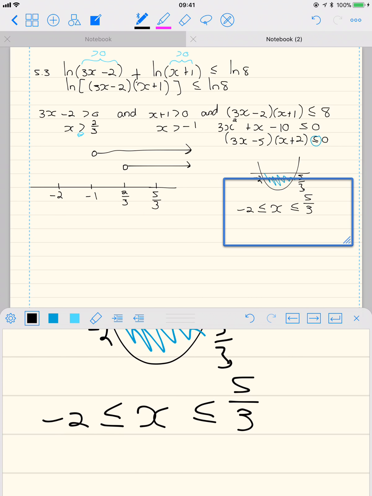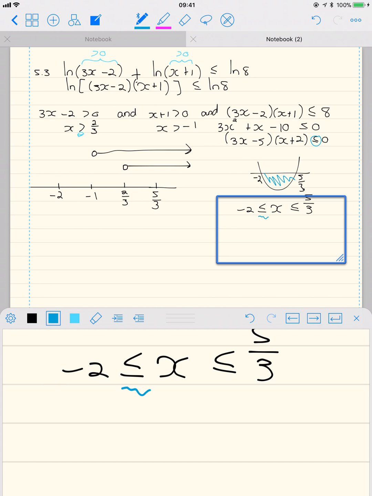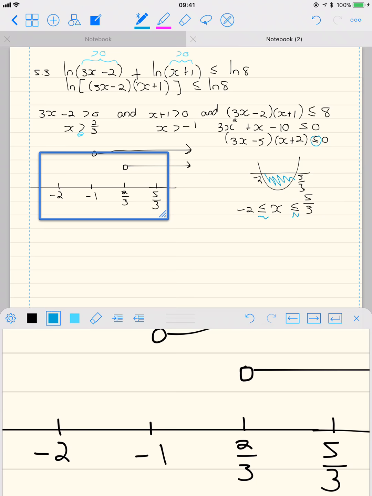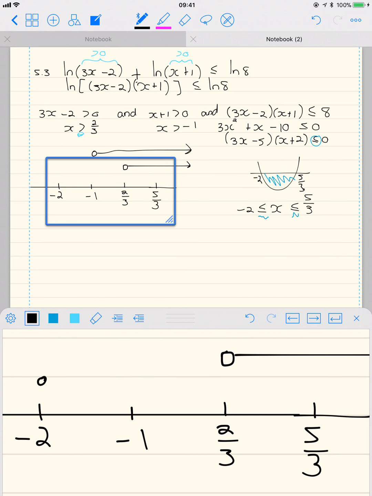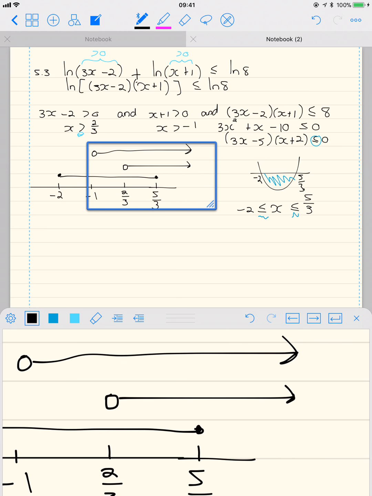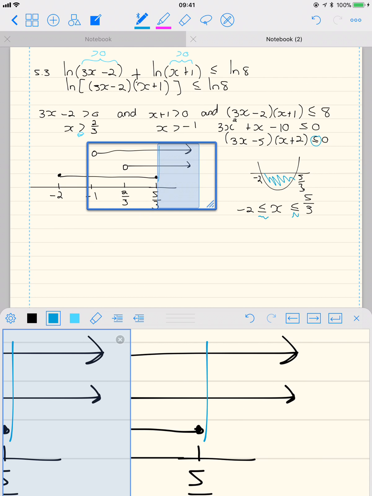Then we look at this part. X must be between minus 2 and 5 over 3, including those values. So we will have closed dots from minus 2 to 5 over 3. Now you need to look where all three of these things are present. And the only place that is over here.